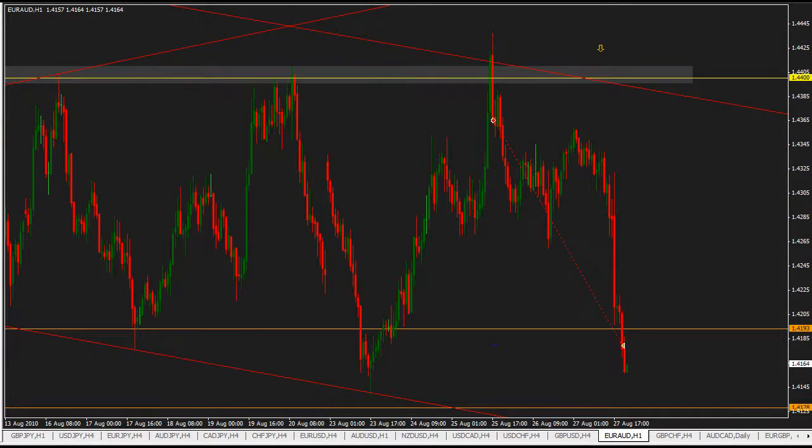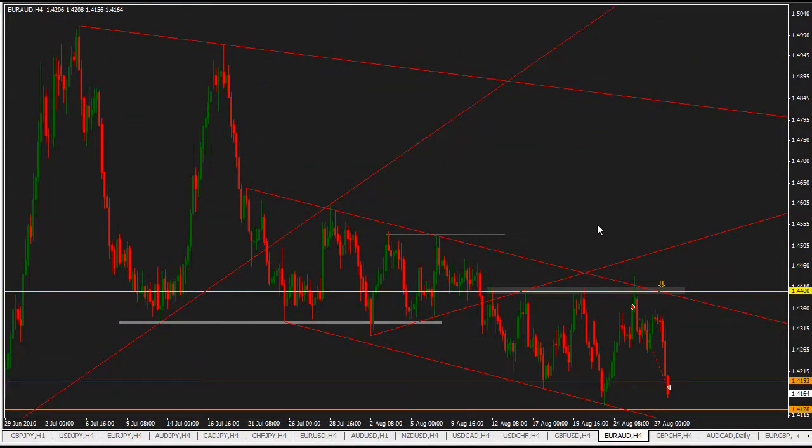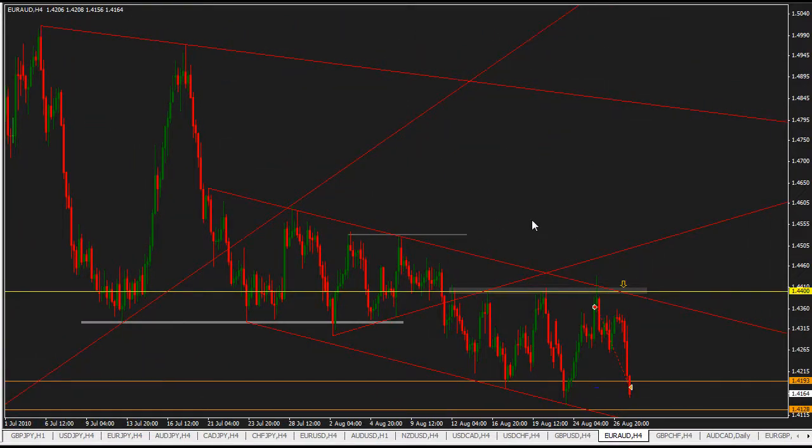I actually posted this setup on the forum and on my blog before the entry was even hit, so you could check those out if you don't believe me. I'm not making any of this up. If you want to double check, I'll post the links in the description below, and you can verify the times as well. And yeah, that's basically it. It doesn't get any harder than that.